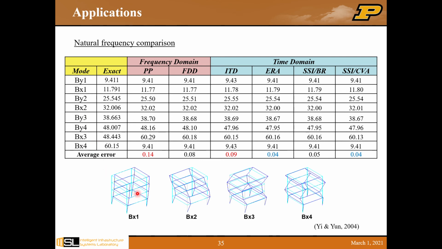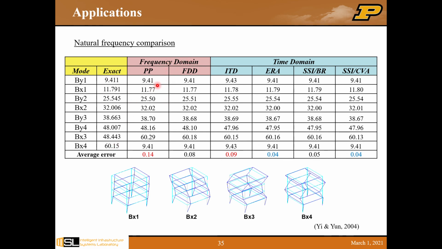The mode shape here shows the first four modes in X direction, and equivalently we will also have the first four modes in Y direction. And we have the exact value, the ground truth, from the model. Let's first look at the frequency domain results.